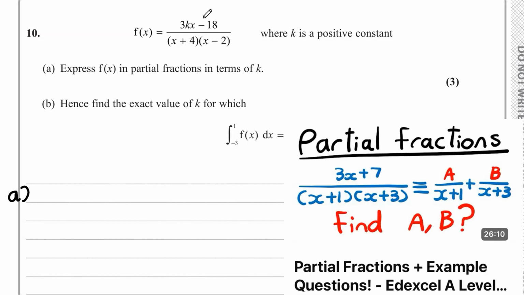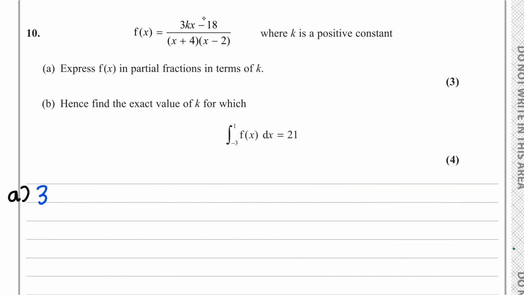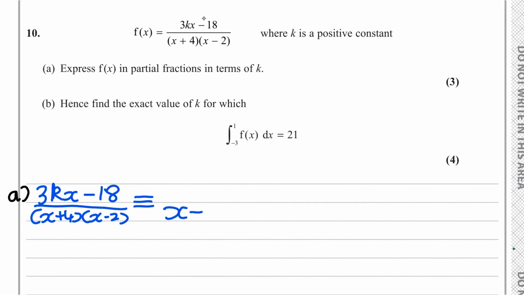So to split this up into partial fractions, this 3kx minus 18 over x plus 4 x minus 2, we're going to split this up into 2 partial fractions. One of them is going to have this denominator of x plus 4, and the other one is going to have the denominator of the x minus 2. We're going to call this numerator a and this numerator b, and we're going to find what a and b are.